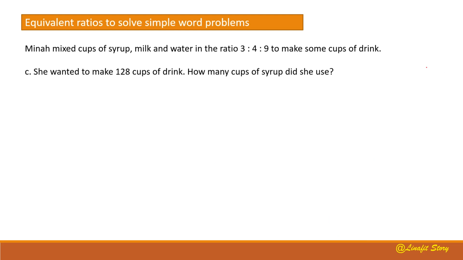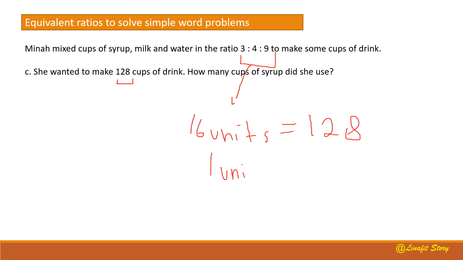Now if she wanted to make 128 cups of drink, how many cups of syrup did she use? Over here we know that the total equals 128. So the total units, 3 plus 4 plus 9, equals 16 units. So 16 units equals 128. How to get 1 unit? 1 unit equals 128 divided by 16, which equals 8.